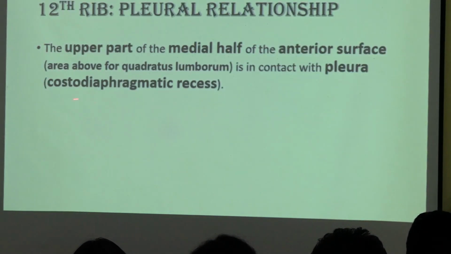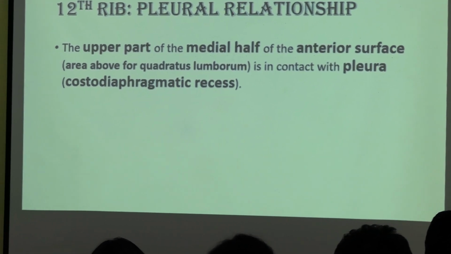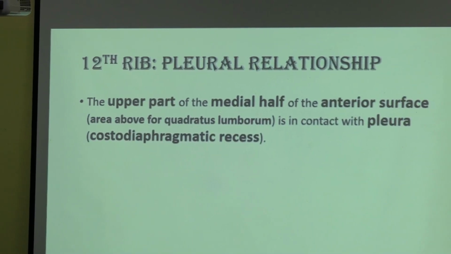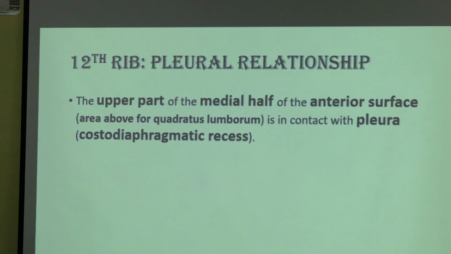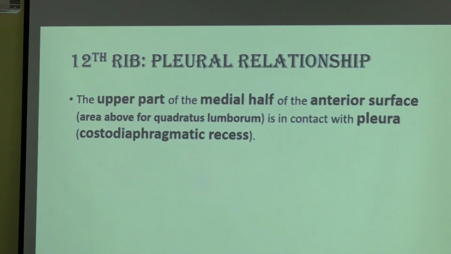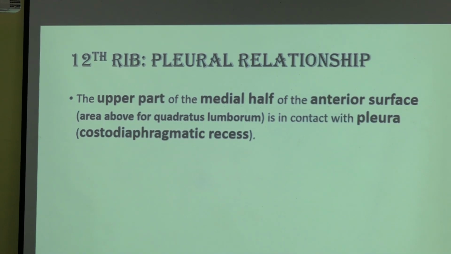Okay, and what is the costodiaphragmatic recess? I told you that parietal pleura can be divided into cervical, costal, diaphragmatic and mediastinal parts. So the recess between the costal and the diaphragmatic pleura is the costodiaphragmatic recess. It is the most dependent part of the pleural cavity. Like in the peritoneum, which is the most dependent part of the peritoneal cavity above the pelvic brim? Hepatorenal pouch. You have seen hepatorenal pouch? You have not seen hepatorenal pouch?